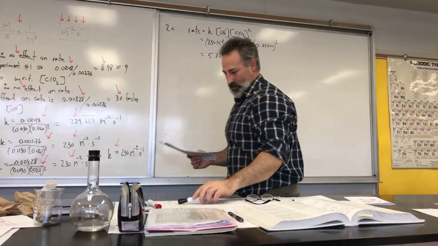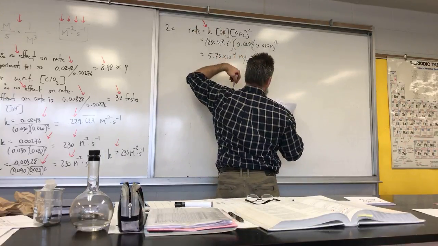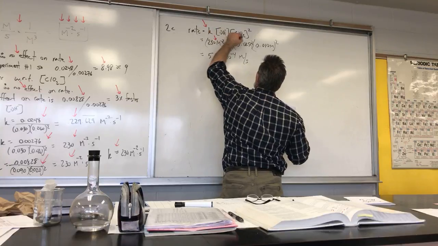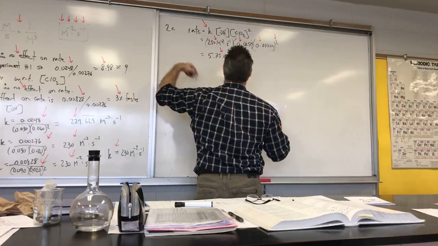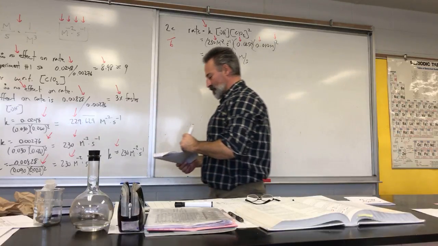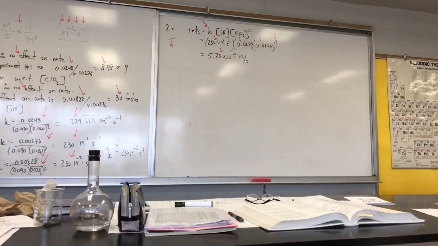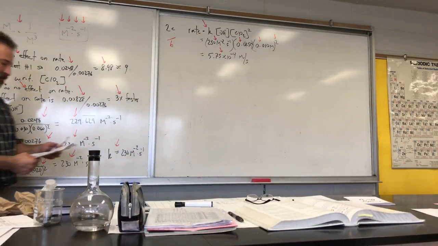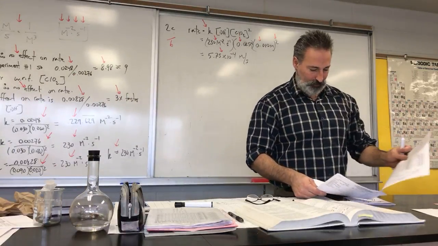The way I marked this one was 1 mark for the rate law, which you already knew from the last equation, and then 1 mark for each one of these parameters, and 1 mark for the final answer, for a total of 6. So the total for number 2 was 33. I'll uncover that on the board later. Now we're going to the next question.